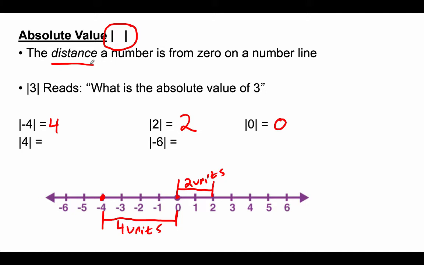All right. Oh, I got a couple more here. This is also 4 units from 0. -6 is going to be 1, 2, 3, 4, 5, 6 units from 0.